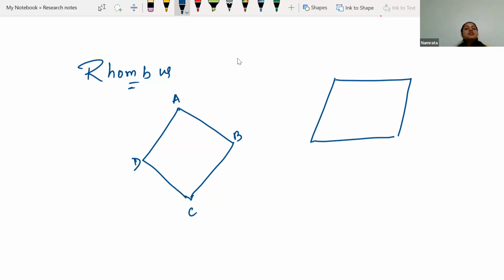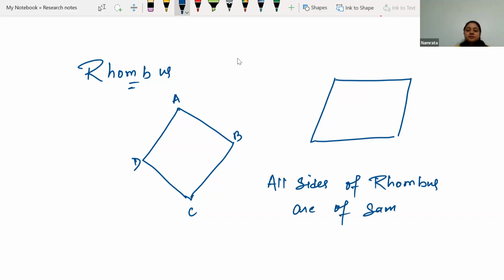Everything it is going to follow according to the property of the parallelogram at first. Now a rhombus has its own particular property. That means all sides of a rhombus are of the same length. One more property the rhombus has. Here AB is equal to BC is equal to CD is equal to DA. This is the specific property of the rhombus.